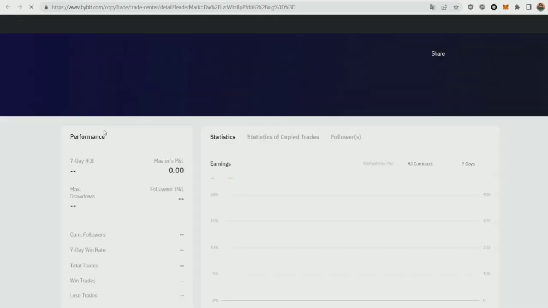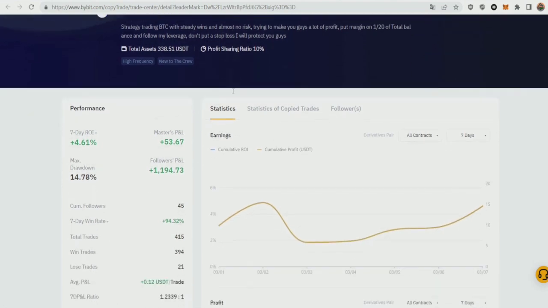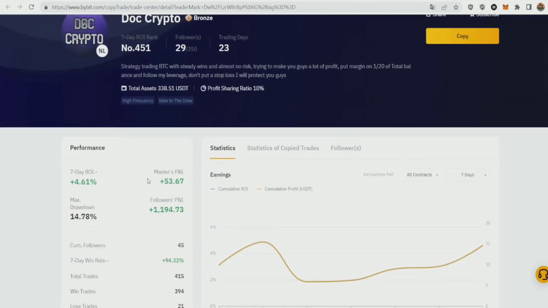I'm gonna tell you guys right now, based on this profile, what the key indicators are you need to look at. The first thing is trading days. If this is only 4 or 5 days, just leave. It's very risky. So make sure it's at least 15 to 20 trading days. Then the next thing you want to see is that the master profit and loss is profit, and also that the followers' is profit. If one of these is red, just leave.